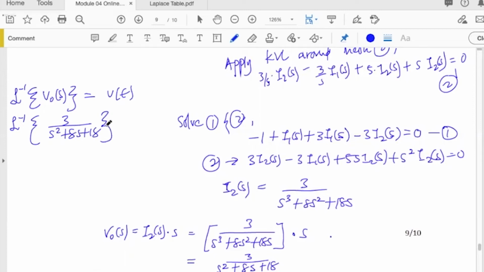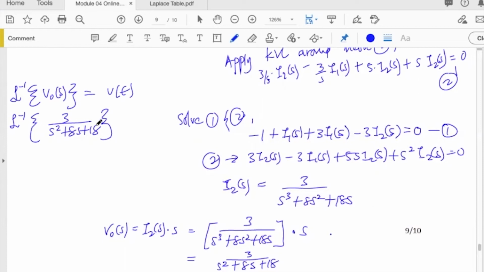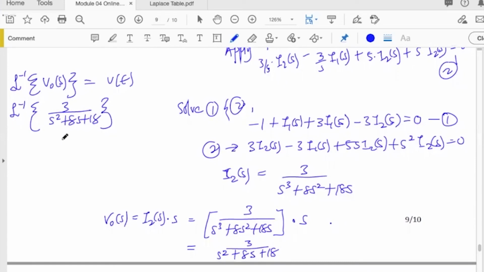You need to refer to the Laplace tables and pick which form is the most suitable to transform these equations into the time domain. Here I just give you the answers straight, but I want you to figure out how these forms can be matched by looking at the Laplace tables.